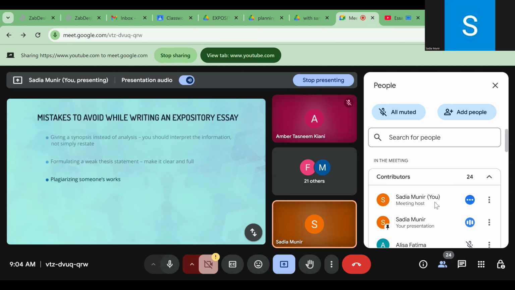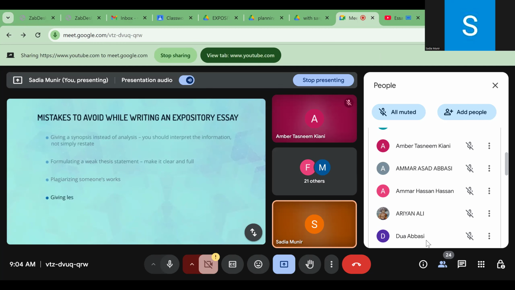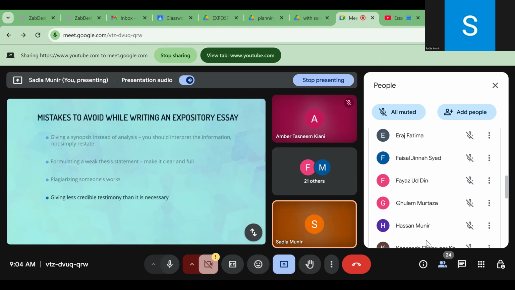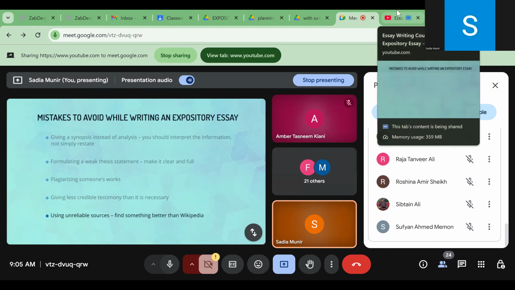Plagiarizing someone's works. Every student knows the potentially serious consequences of plagiarism. Giving less credible testimony than is necessary. The essay should contain a thesis, synthesis, and analysis backed up by research from credible academic authorities. And using unreliable sources. Credibility is essential while writing an expository essay. And no, Wikipedia is not a credible source. You should find something better.